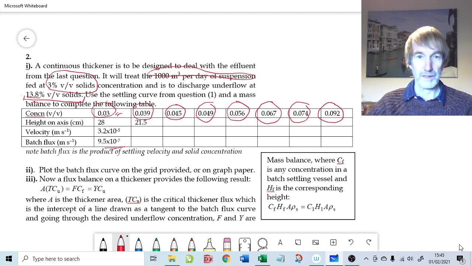really batch settling curves at each one of these different concentrations. That's the first part of the process, because once we've got these settling velocities, then we can calculate the batch flux quite straightforwardly, as we'll see as we go on. So without any further ado, let's move over to Excel.